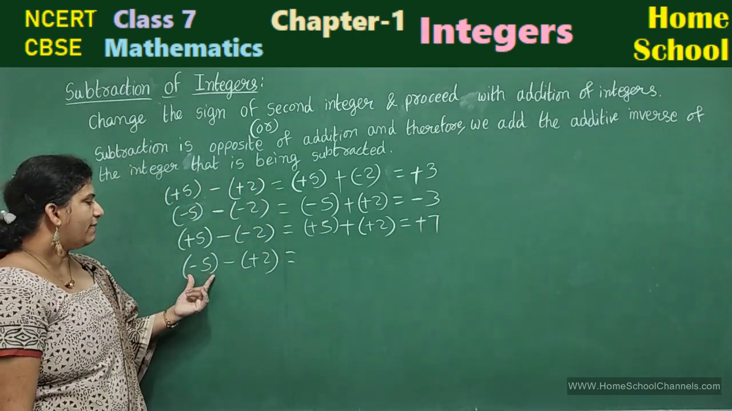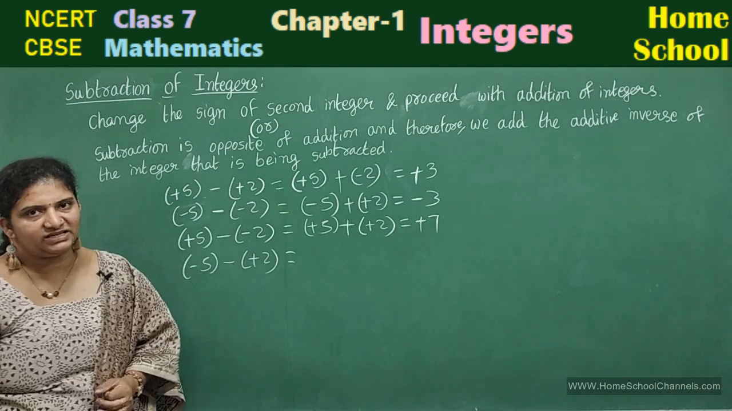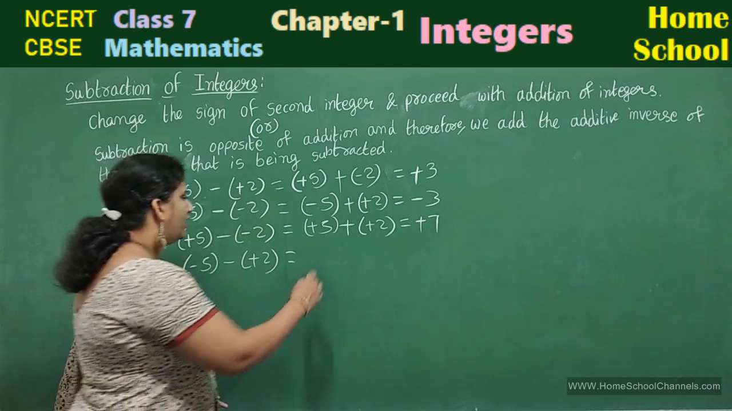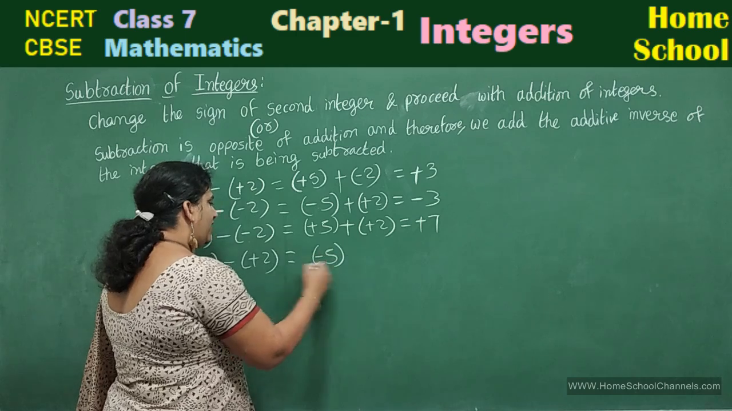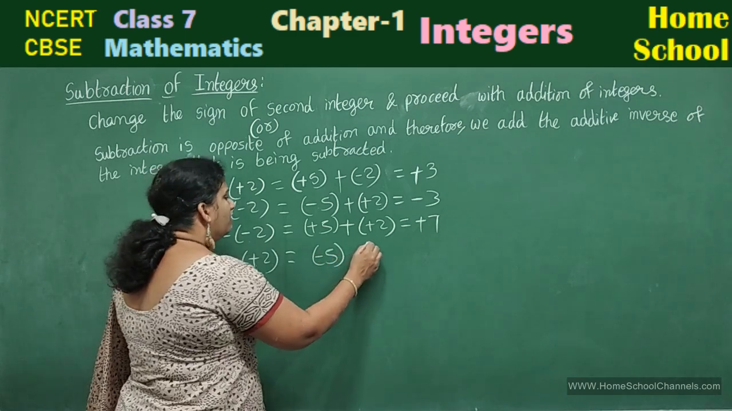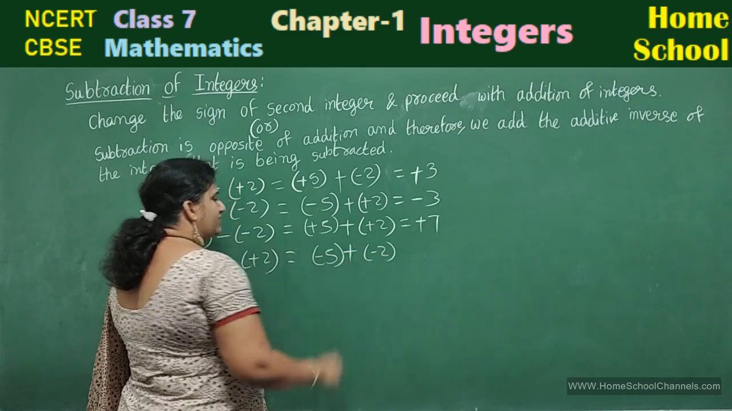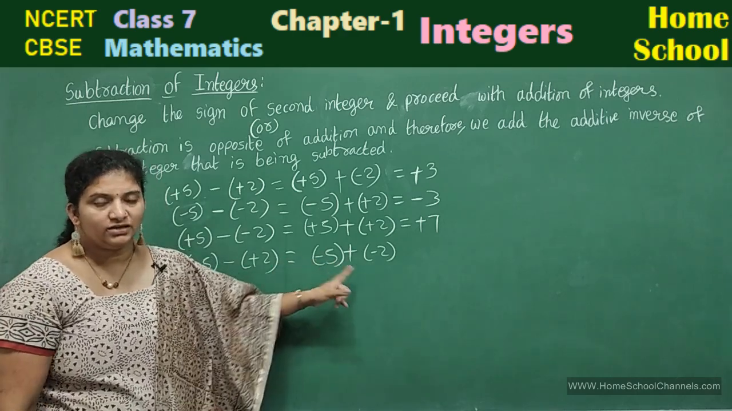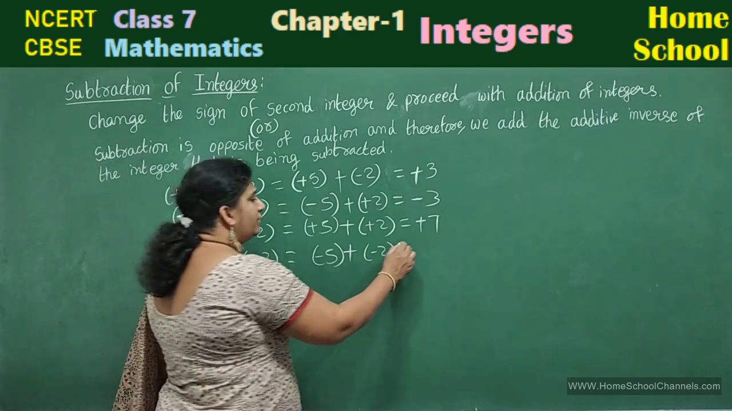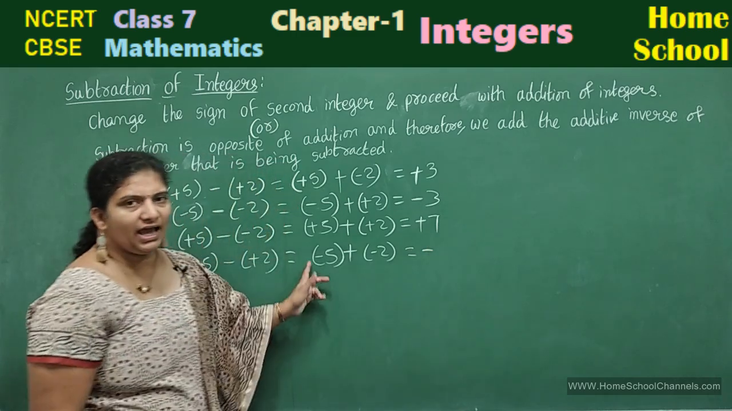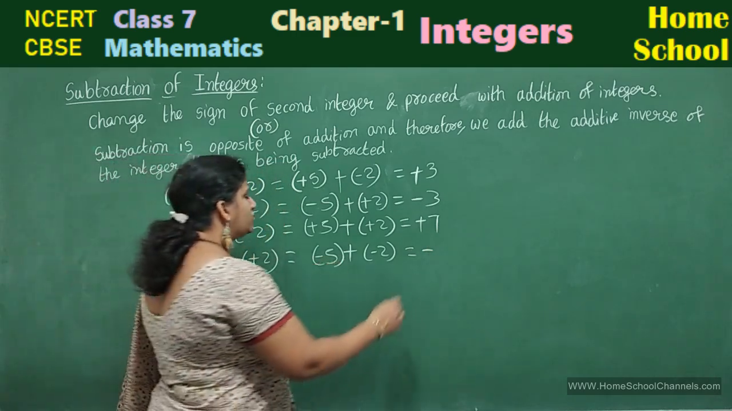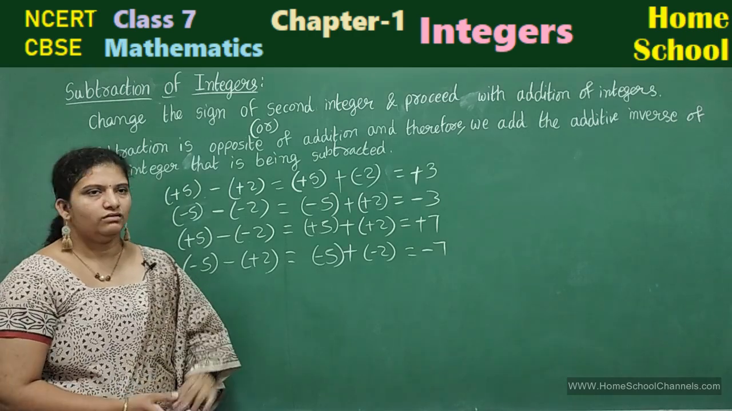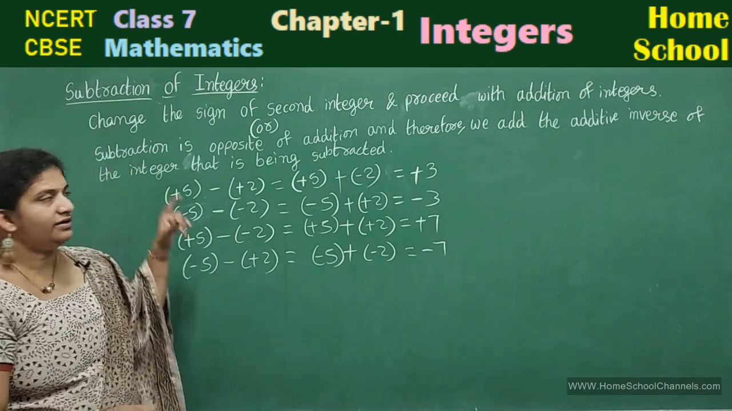Next one, minus 5 minus of plus 2. Change the second number to minus 2. Write the first number as minus 5 and change the second number, so it will be minus 2. When we are adding two negative numbers, take the negative sign and add the numbers. 5 plus 2 will be 7. Minus 7. Now let's see the second point.